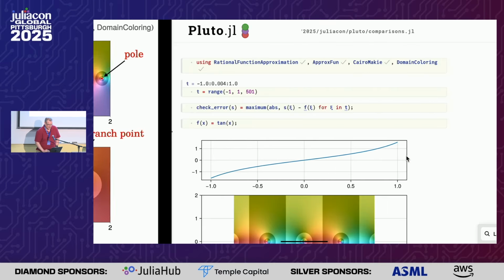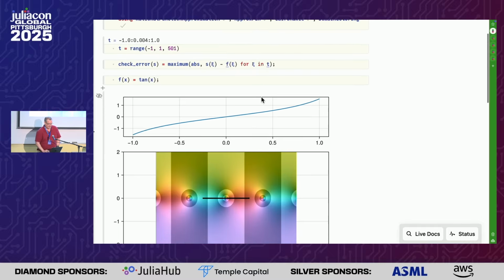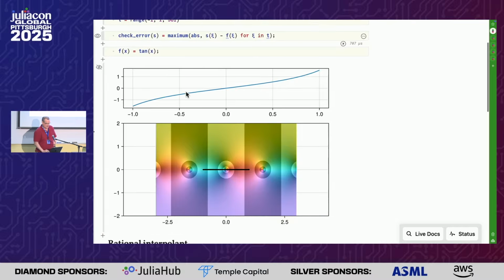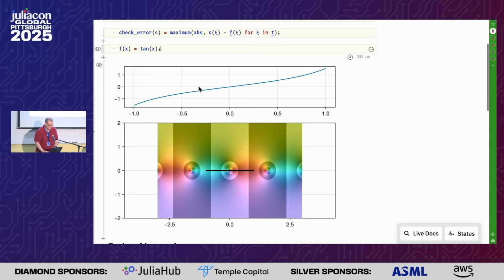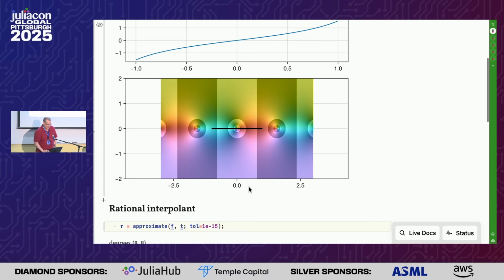So let me back that up with some computations. I'll say more about what's going on here later, but let's say I come up with 500 test points from -1 to 1 on the interval, and then I define a function here that I'm going to use after the fact to check the error in the approximation. So here's the tangent from -1 to 1, and we see the singularities hanging out outside.